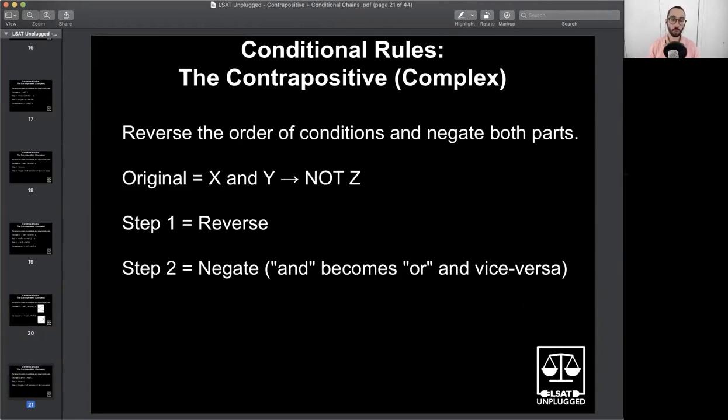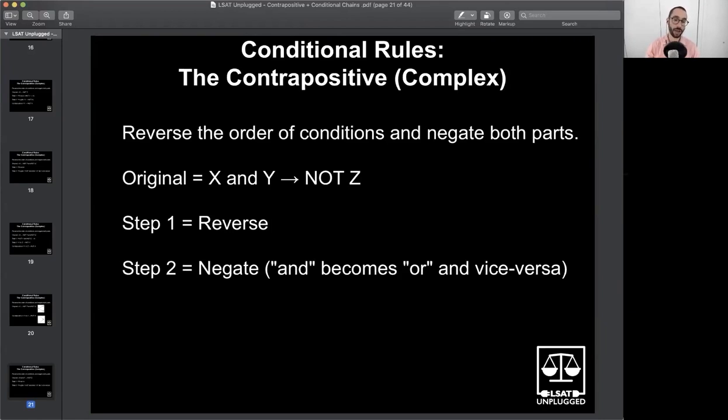So the rule is activated when you've got both of them. Having X alone wouldn't tell you about Z, and having Y alone also wouldn't tell you about not Z. It's when you have both that this rule comes into play, when the arrow is activated and we can infer not Z.